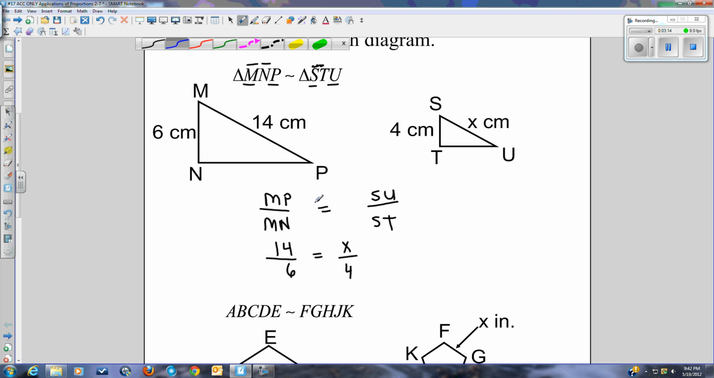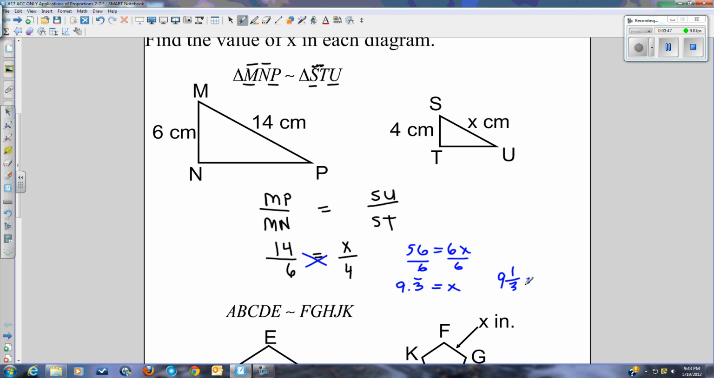Remember, we cross multiply. So we say 14 times 4 is 56, and that's equal to 6x. So we have to divide each side by 6, and we end up with x is equal to 9.3 repeating. So that would be 9 1/3 centimeters. Okay, so that's your missing value.